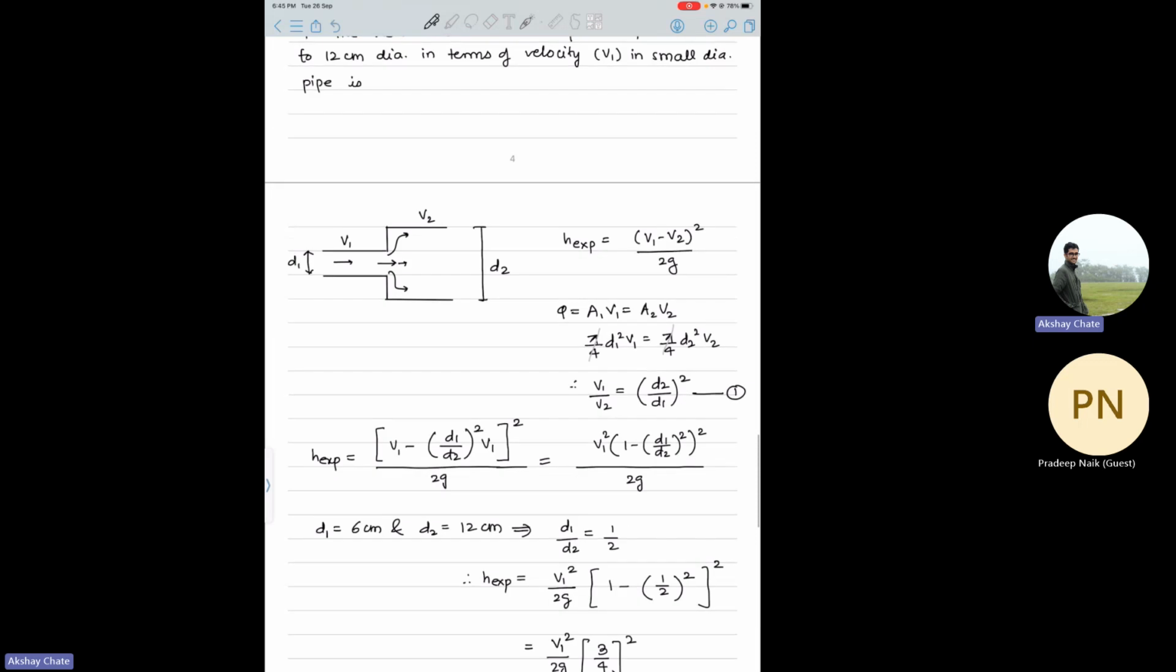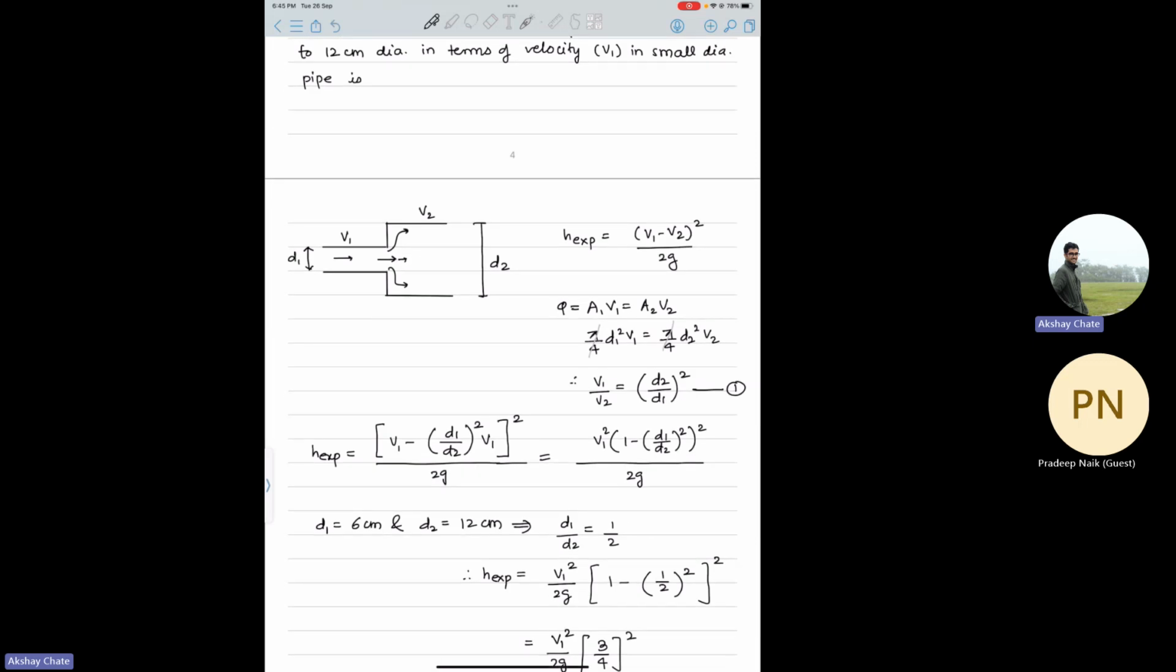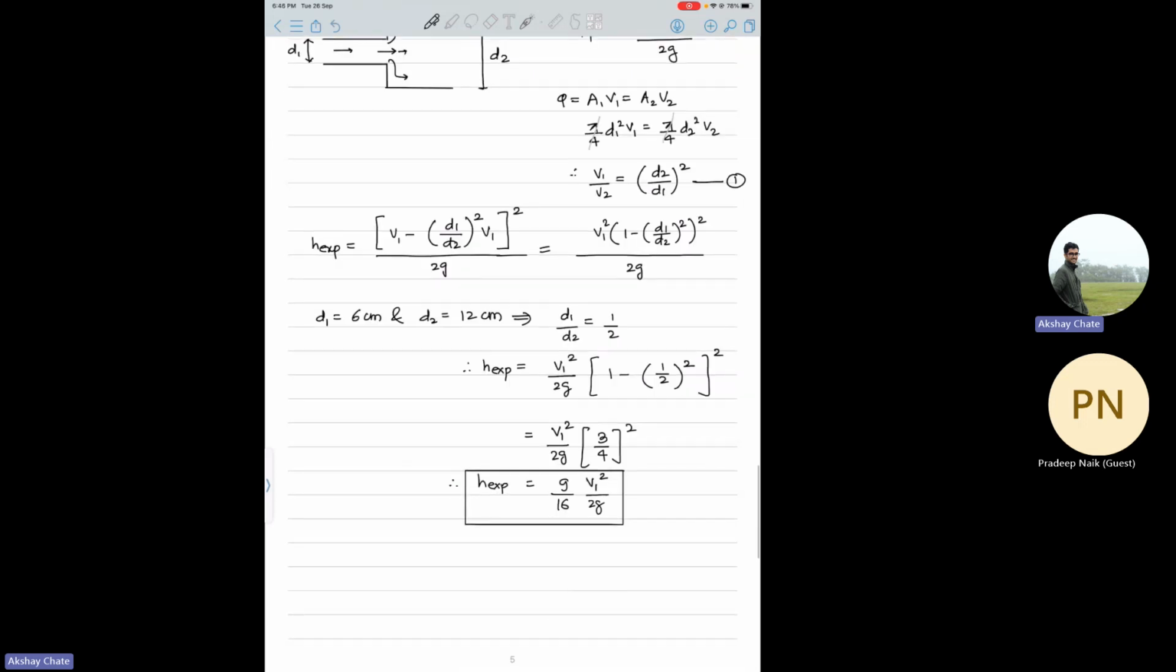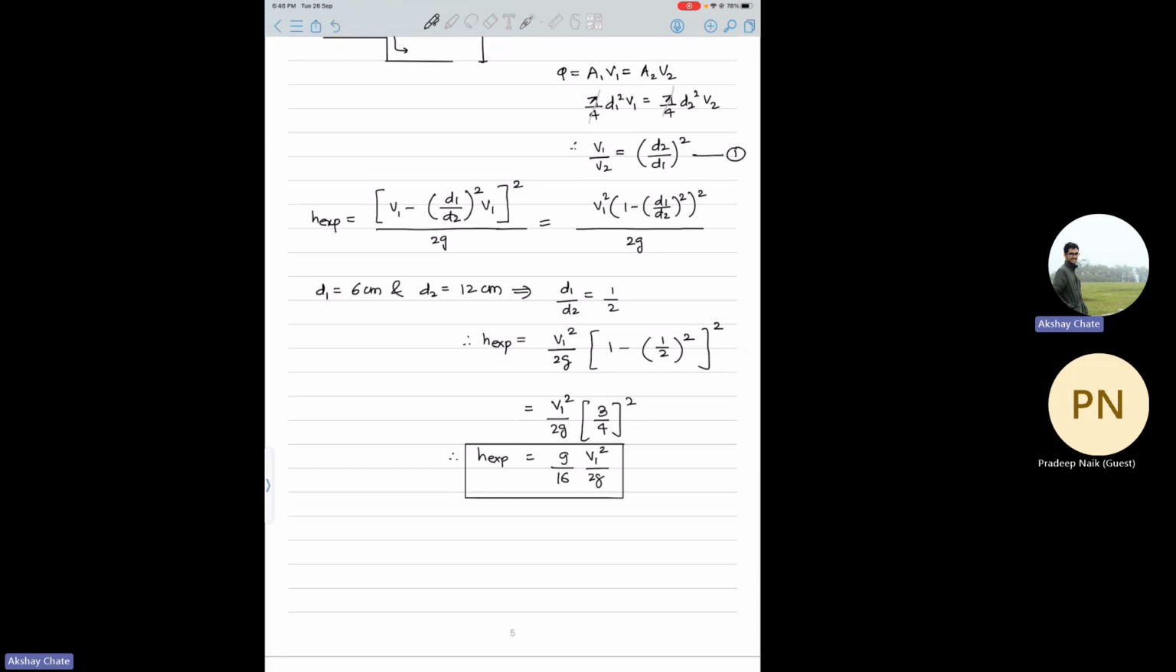The main mistake that students make here is, when you study this formula for more time, you forget, because mostly the fluid goes into the atmosphere. So typically students only take v square by 2g, but in expansion it is v1 minus v2 whole square by 2g. So this is there. Let me just check the answer. I think it is correct only. Yeah, correct.